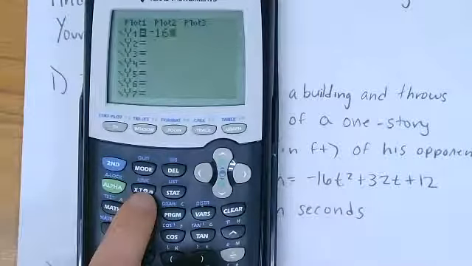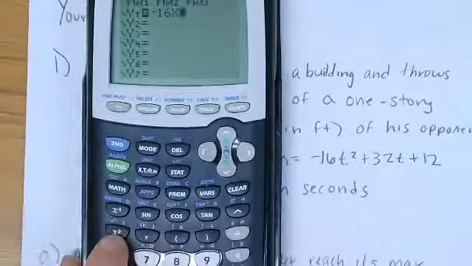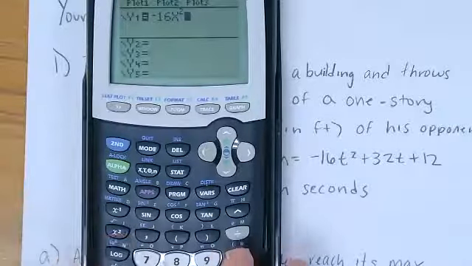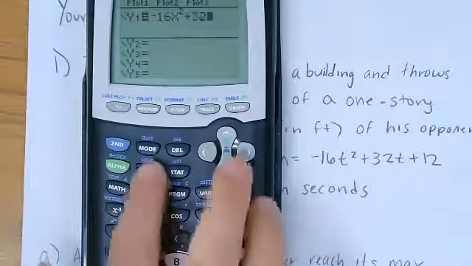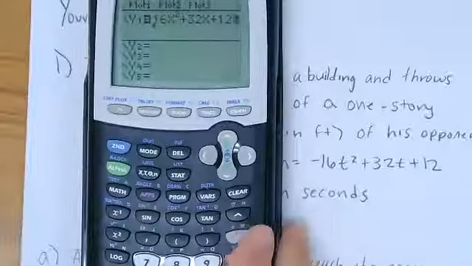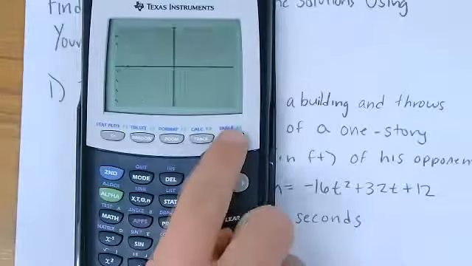So see where my finger is? I'm going to push that X. And then see where my finger is again? I'm going to push that squared button. And then I'm going to have plus 32X plus 12. It's always nice to just try pressing graph and see how that looks.